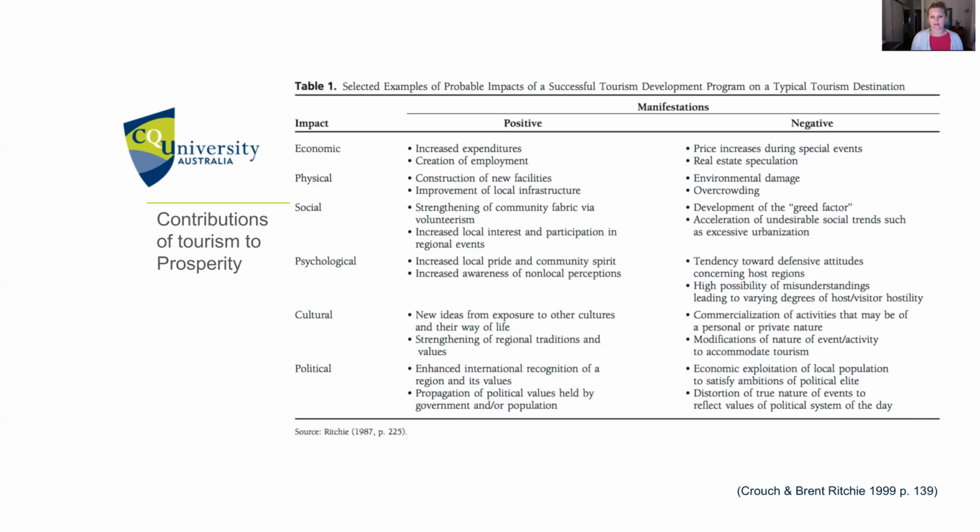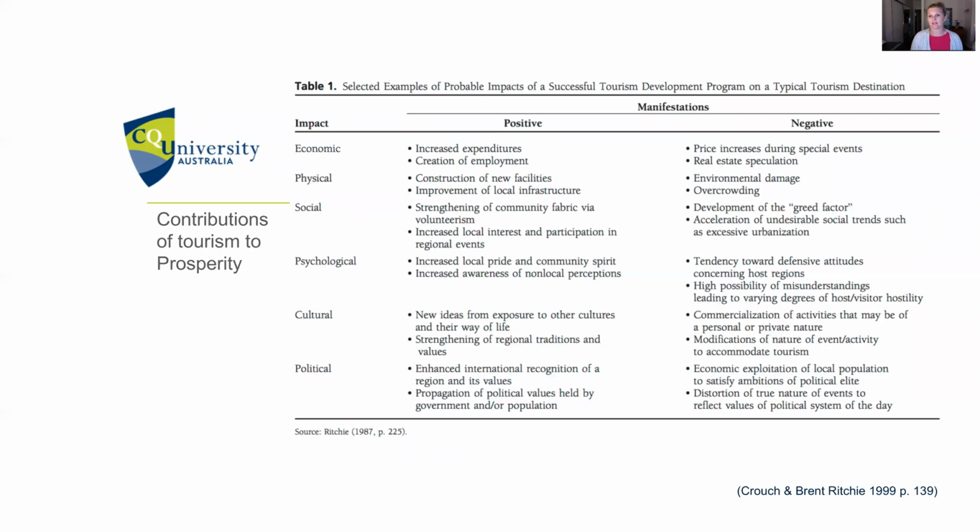Propagation of political values held by government and or population. Okay, so your views and the way you see things, if people love what you are and love you enough to come and visit, then people might like the way you do things, and that may then send that message out. For example, people in China might come to visit Australia and say, hey, we like it better there because, you know, they have a different government system or whatever. They also may not.